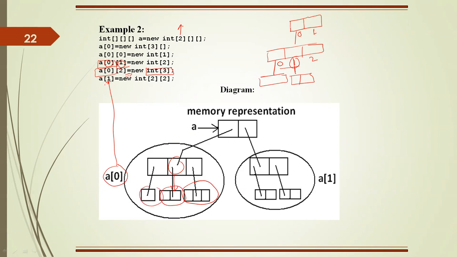One more thing. Here you can check a of 1. What is that a of 1? A of 1 is the second one. This 0, a of 1. Okay? This one is a of 1. This one, 0, 1. A of 1 is this. So a of 1 is a two-dimensional array.